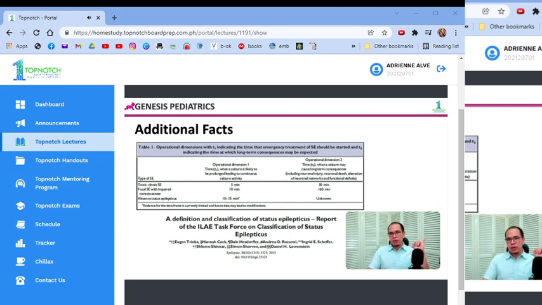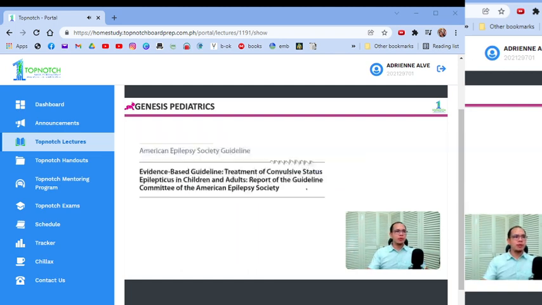The definition of status epilepticus is again 30 minutes, but the operational definition will depend on the type of seizure. Okay, and you have two operational definitions, 1 and 2. Okay, and how do you approach your patients with seizure? You can use these guidelines. Although of course we have our local guidelines. PGH has one. Philippine Children's Medical Center, where I came from, also have their own guidelines. Okay, hindi naman masyadong nagkakalayo.